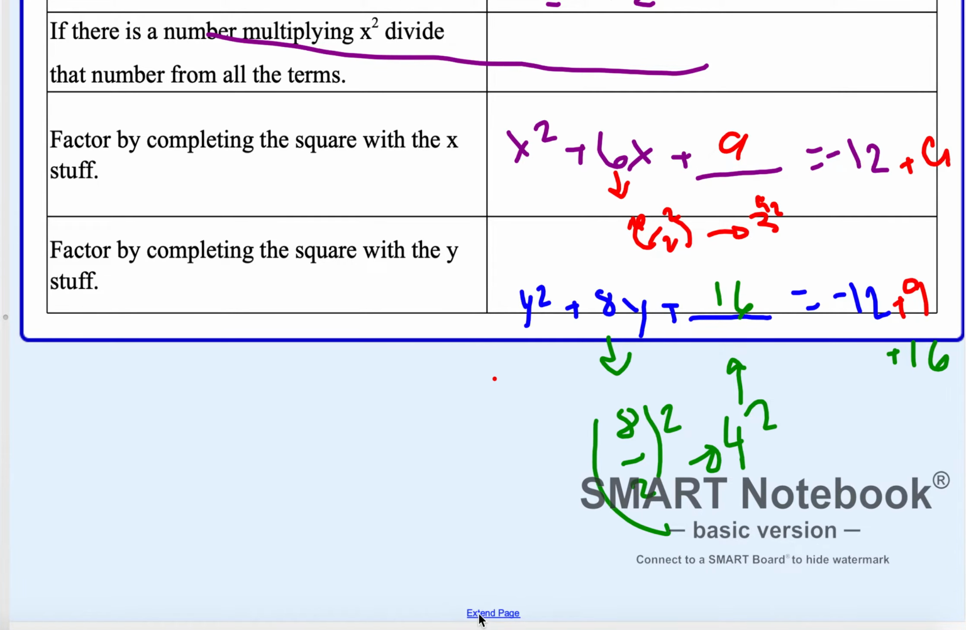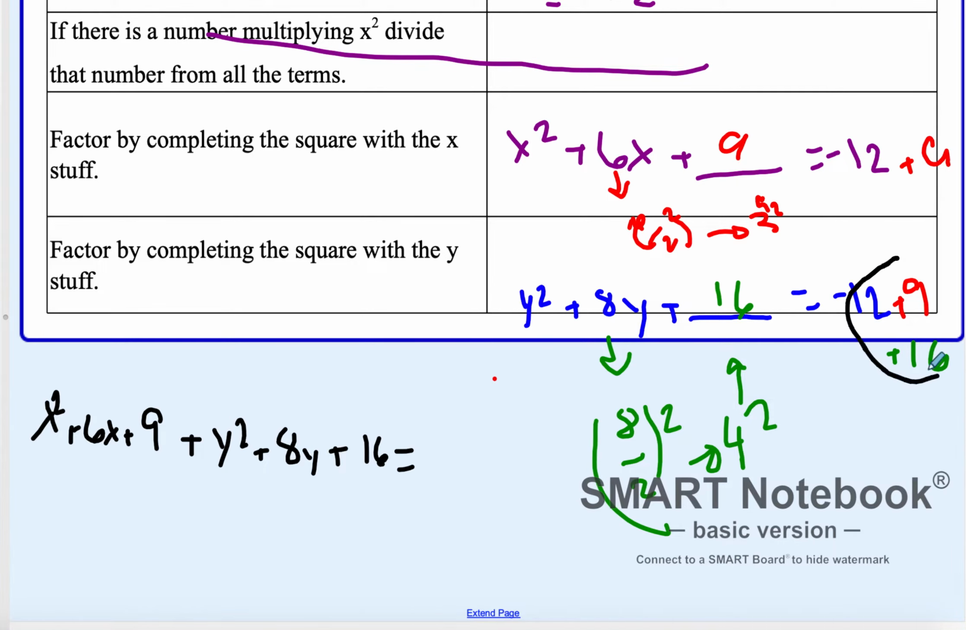So when you're done, this is what we have on one side. Let me extend this page a little bit. We have x squared plus 6x plus 9, this is my x stuff, plus my y stuff, y squared plus 8y plus 16, equals all of this together: negative 12 plus 9 plus 16, which is equal to 13. So we were left with 13 on this side.